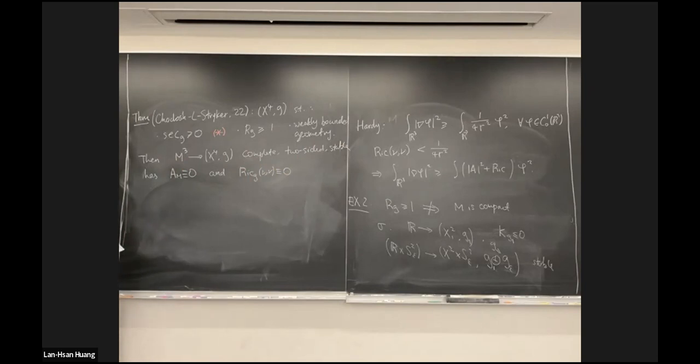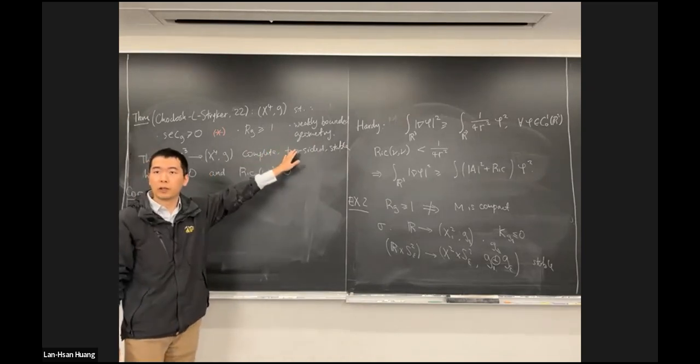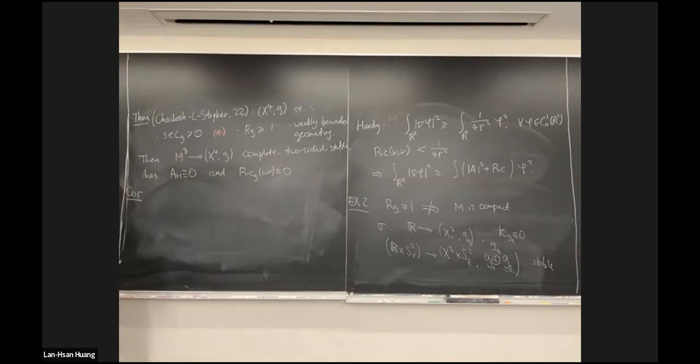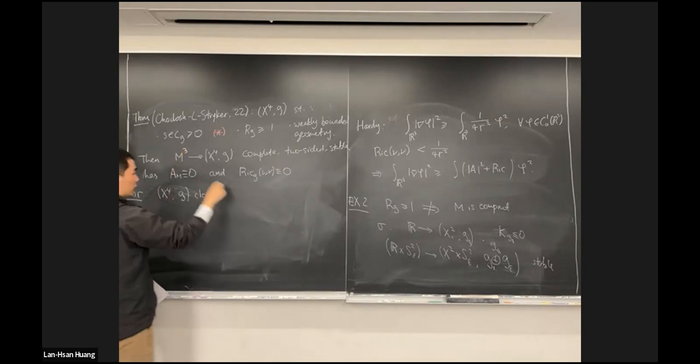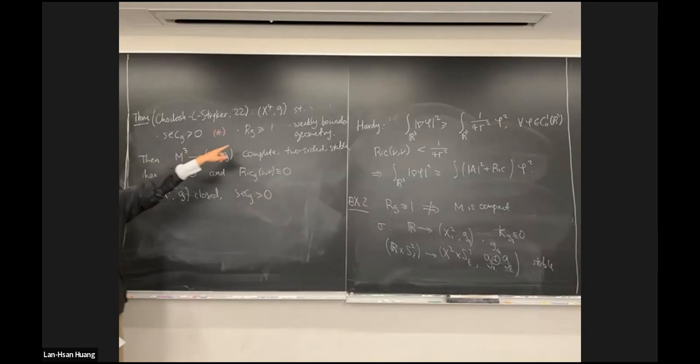Okay, so let me make some remarks. First of all, write down a corollary. First of all, weakly bounded geometry, well, whatever bounded geometry means, it should be satisfied for all closed Riemannian manifolds. So in particular, this means that if you have a closed X^4, with strictly positive sectional curvature, then automatically the 3 conditions are satisfied, right?